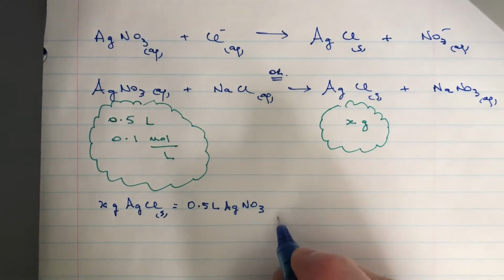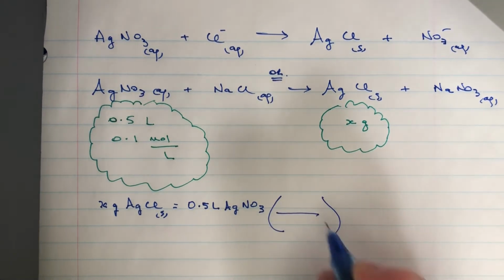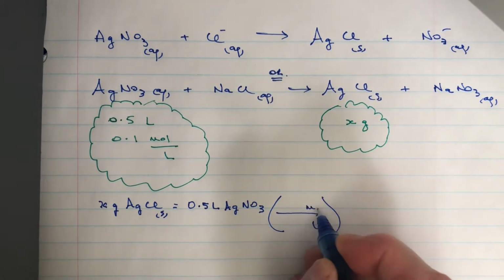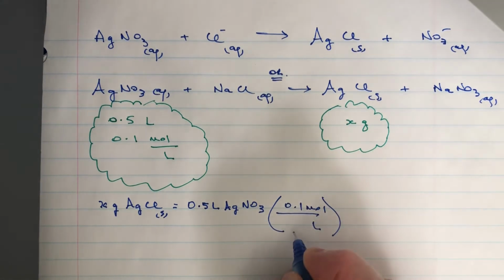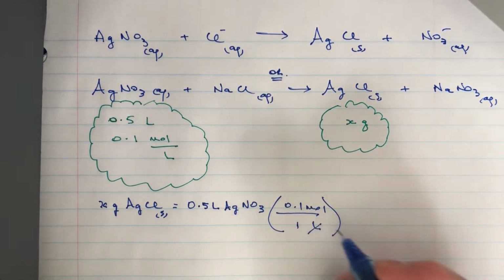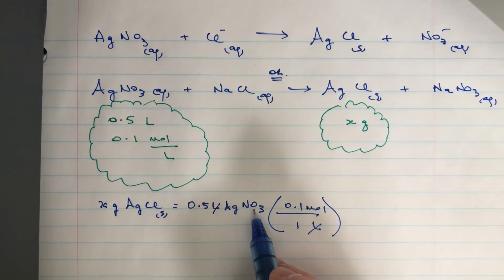Let's take a peek. First thing you're going to do is convert the liters to moles, because you are given the concentration, it's right there. So we pop that 0.1 moles per 1 liter. Liter and liter will cancel. We're now in moles of that.